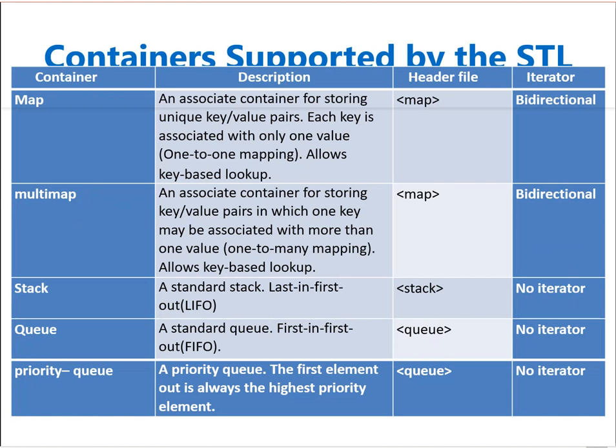Priority queue, the first element out is always the highest priority element. And again, all functions are defined in the queue.h header file. No iterators are defined for or used in the manipulation of data in derived containers.